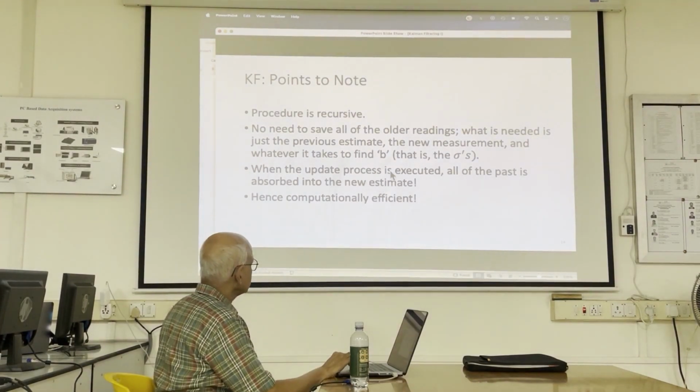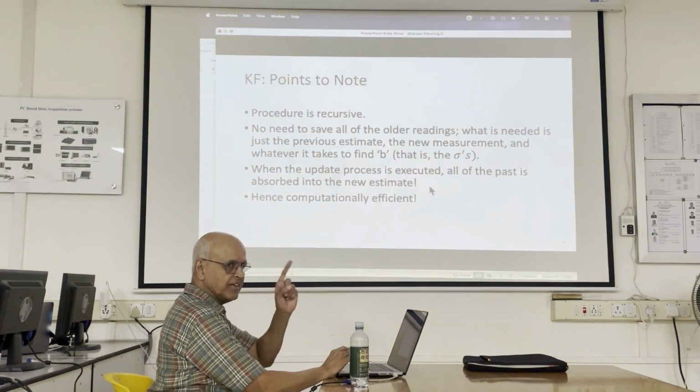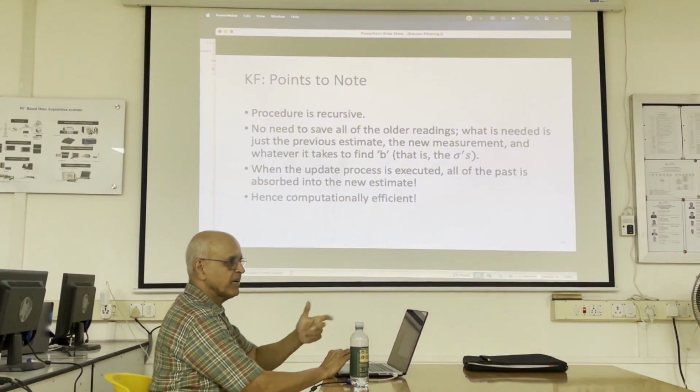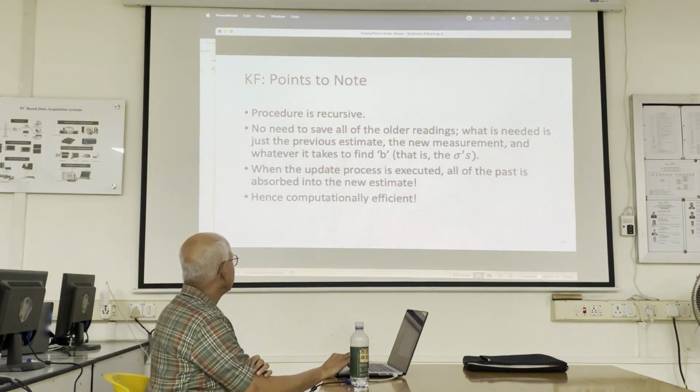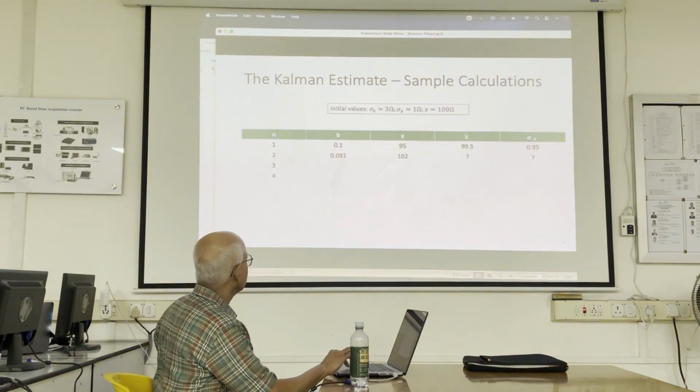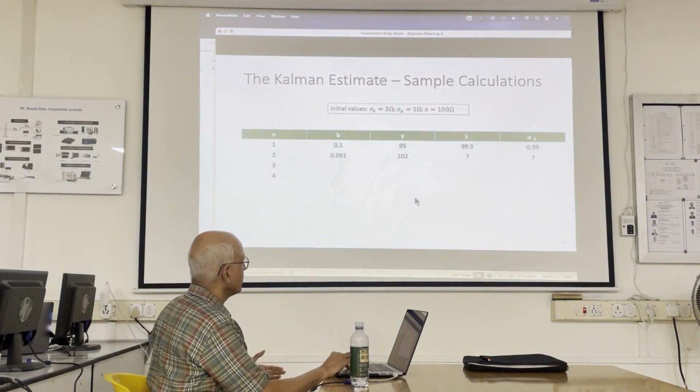So when the update process is executed, all of the past is absorbed into that one new estimate. You can throw away all the past. It's a one-step recursive process. So that's why it's computationally efficient. So I used to tell the students to complete, I would give them like a step and a half and say, okay, keep on doing it.